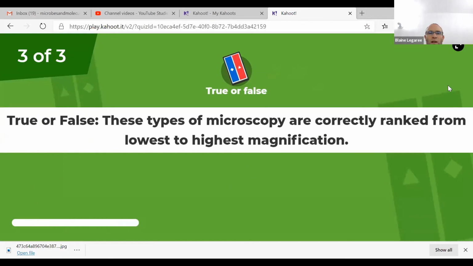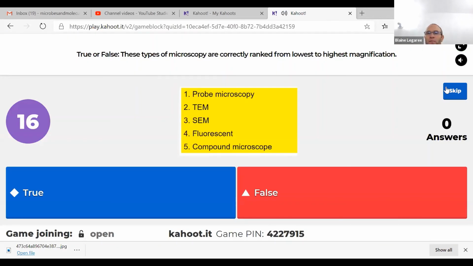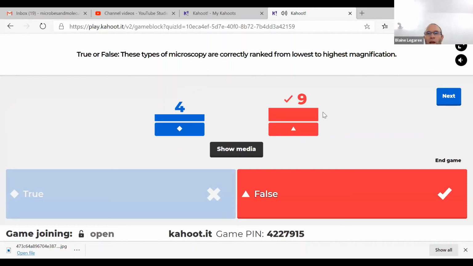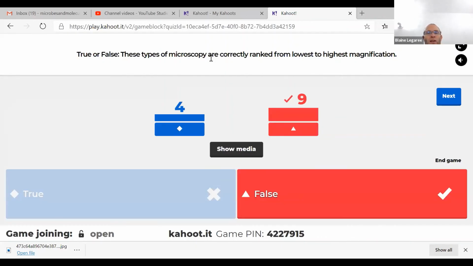All right, last one. True or false? These types of microscopy are correctly ranked from lowest to highest magnification. Okay, the correct answer is false. Let's just take a look at that image. We have probe microscopy, TEM, SEM, fluorescent, and compound microscope. So we're going here from smallest to largest. So it's false because it's asking about the other way around, lowest to highest magnification. So the highest magnification there is the probe microscopy. So good job if you got the false.